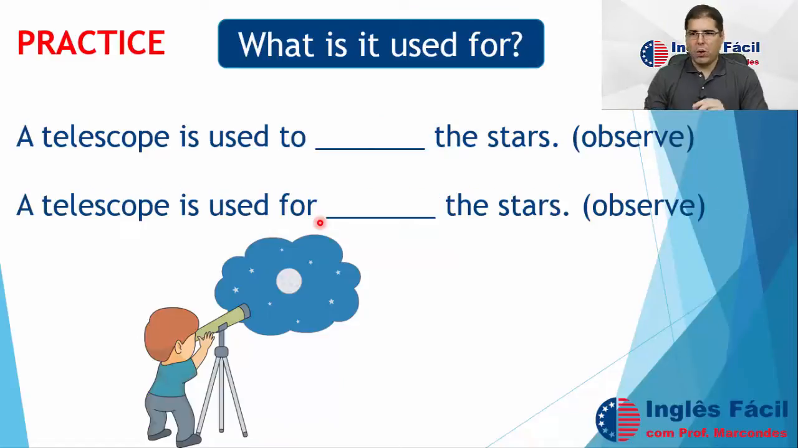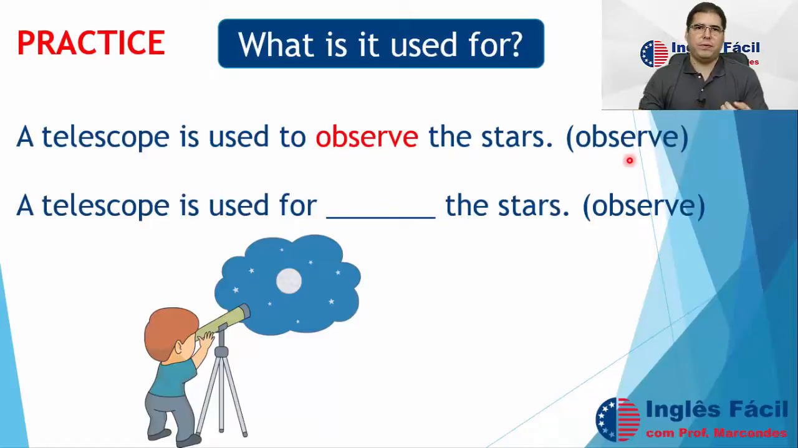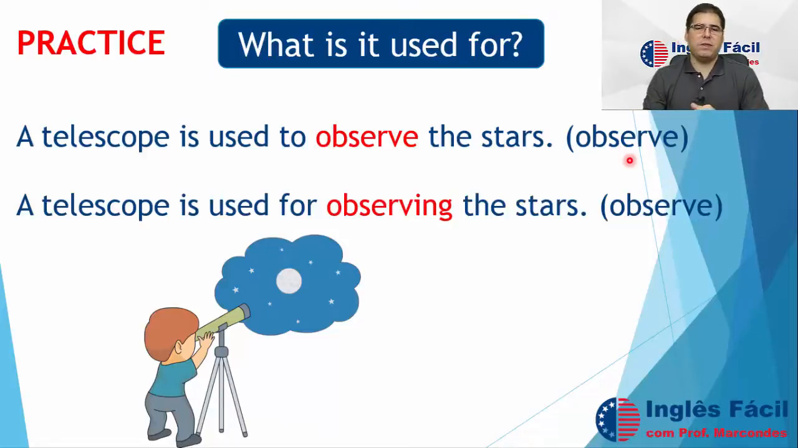Now, one more. What is it used for? What is a telescope used for? A telescope is used to observe the stars. This is the purpose, this is the use of a telescope, right? Or a telescope is used for observing the stars.